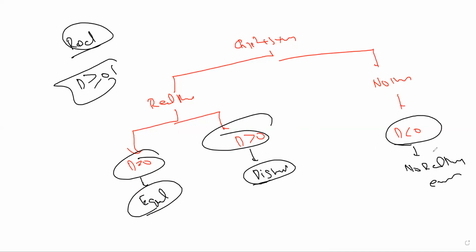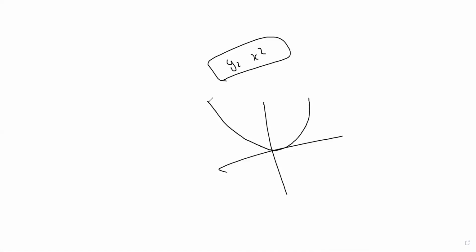Now let me go through the graph. See, quadratic equation, for example, let's suppose I have to draw the graph of y is equal to x square. You know very well the graph will be like this. Whatever value of x you substitute, y will always be positive. Even if you put x negative, you'll get y as positive only. So the graph will be like this.